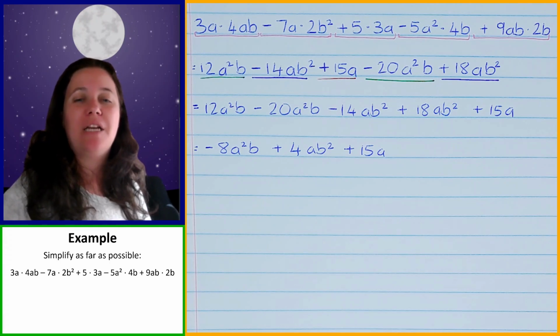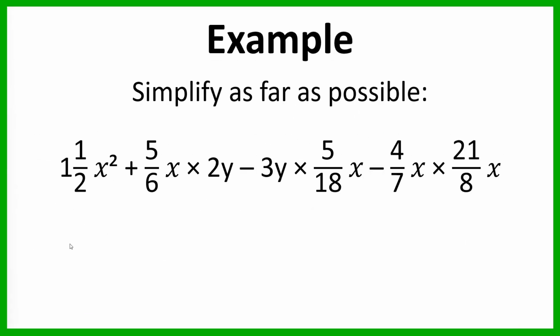Now let's go and have a look at another example. In this example, we've got some fractions to worry about, okay? So it's going to become a little bit more complicated. We've got 1.5x squared plus 5 over 6x times 2y minus 3y times 5 over 18x minus 4 over 7x times 21 over 8x. Okay, so here, everything that you've learned about fractions is now going to be brought into what we're doing in our algebraic expression over here, but it's still going to all work in the same way. So let's have a look at how we would do this question.